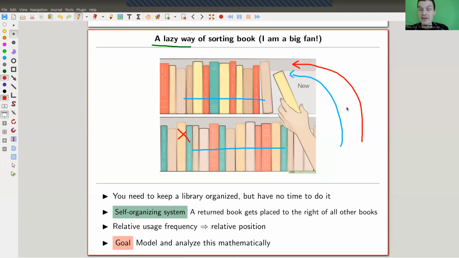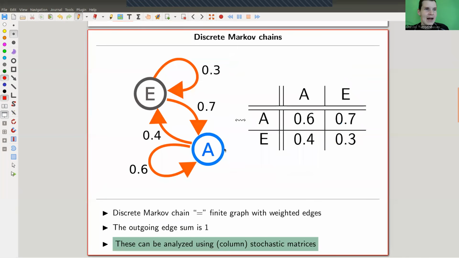And we like to model this and analyze this mathematically, because this is a math channel, I guess. That's why we like to do that, I think. That's my reason for doing it, I guess. And it works as follows.